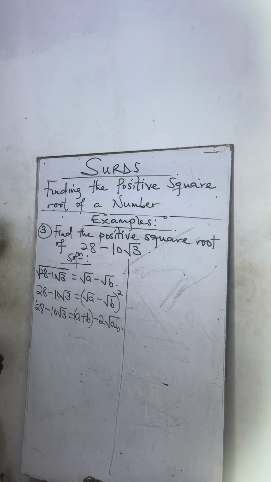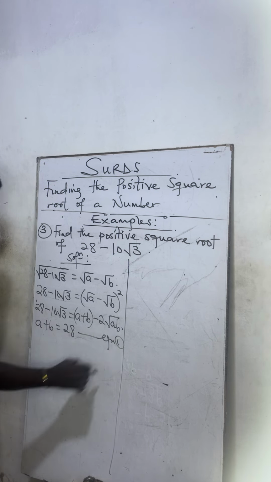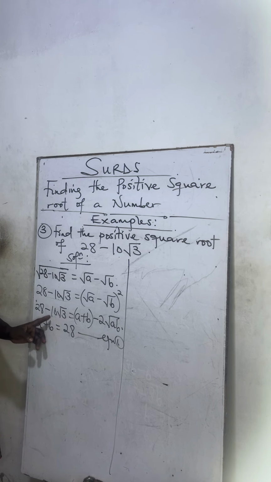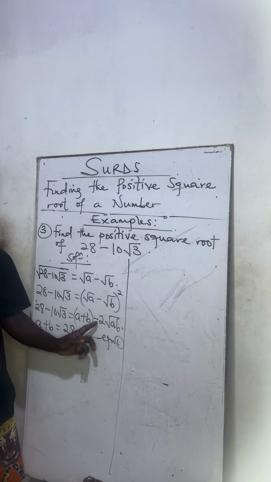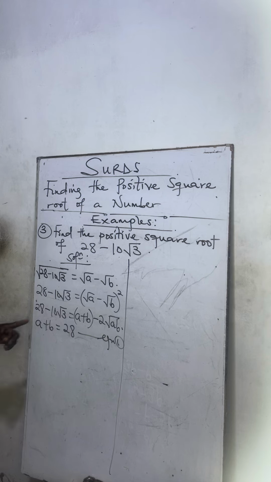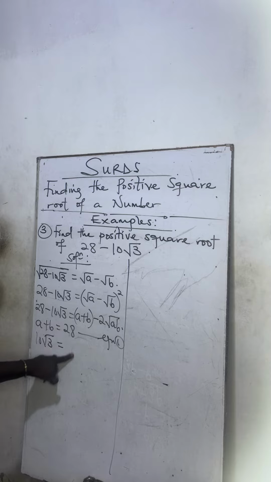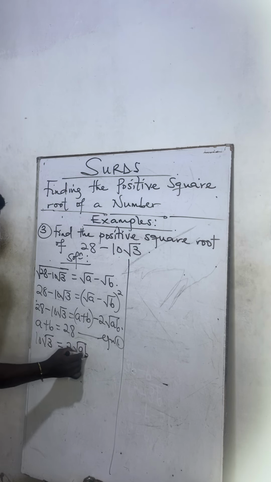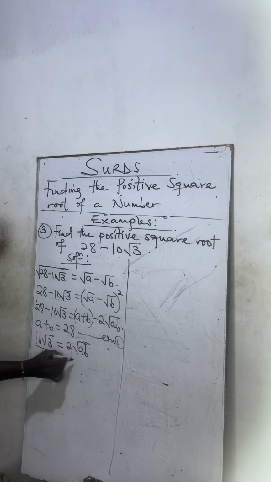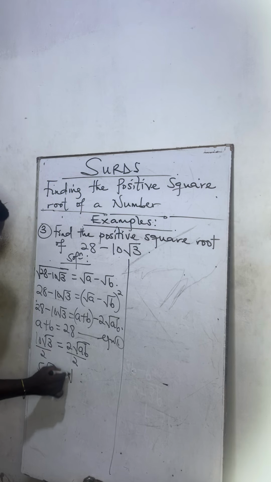By equality of sets, we have A plus B equals 28, equation 1. Then here, negative 10 square root of 3 is equal to negative 2 square root of AB. Negative cancels negative, so we have 10 square root of 3 equals 2 square root of AB. We divide both sides by 2. So we have 5 square root of 3 equals square root of AB.